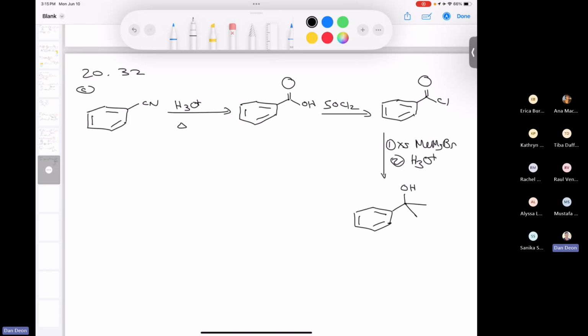Now again, to add the acetyl group, I can either use acetic anhydride or I could use acetyl chloride and pyridine, and that's going to put the acetyl group on here like that. And so I'm going to end up with what compound? I'm going to have my two methyls, my oxygen, and my acetyl group like that.